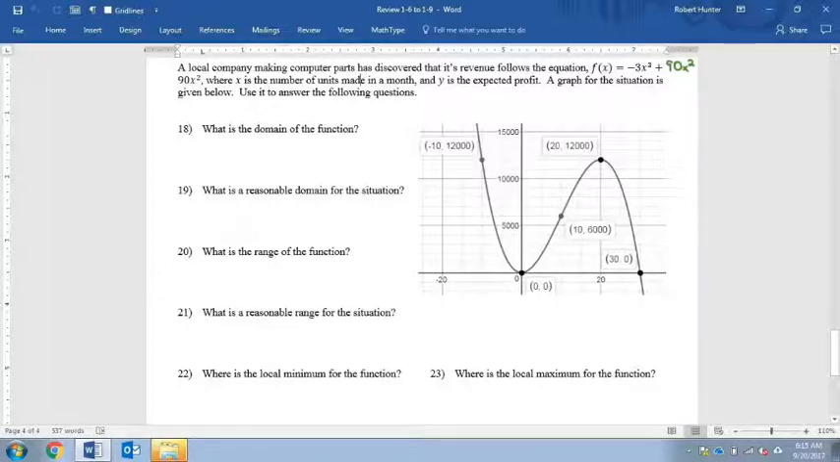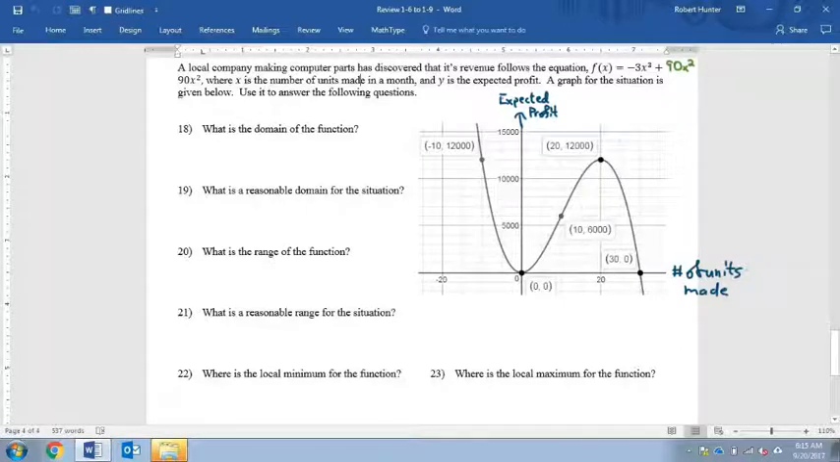So let me go ahead and label this. X is the number of units made. Y is the expected profit. I'll just label my y and my x so I know what everything is.